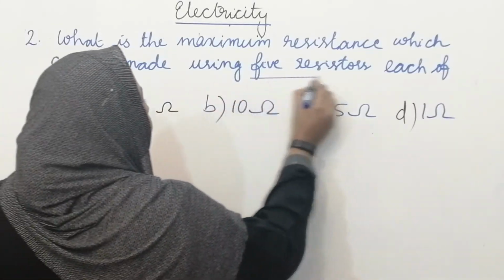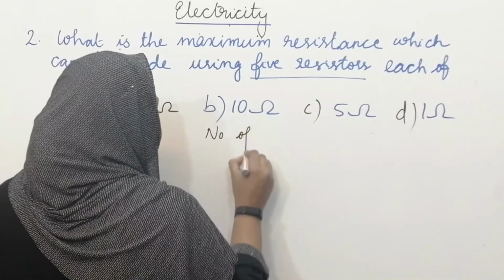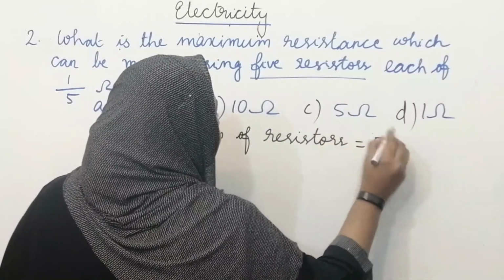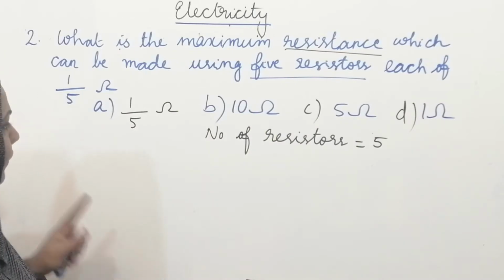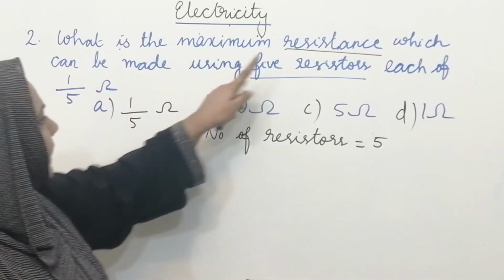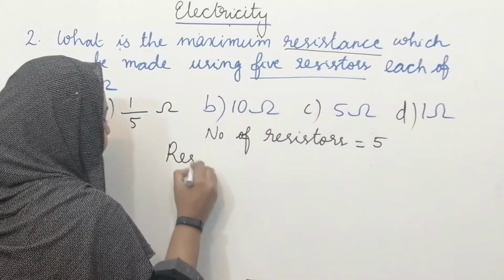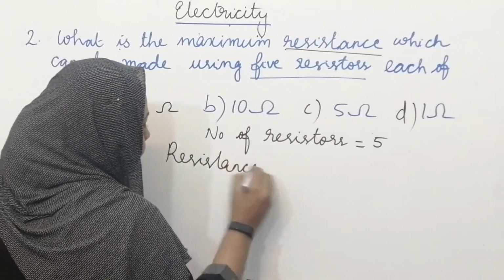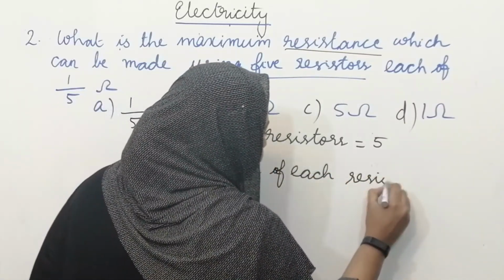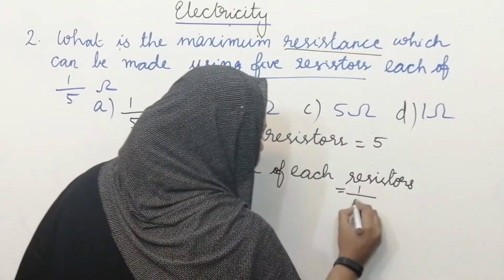Here you can see it's given 5 resistors. That means number of resistors is equal to 5. Now we can read again. We found only one clue, that is number of resistors is equal to 5. What is the maximum resistance that can be made using these resistors? The resistance of each resistor is equal to 1/5 ohm.